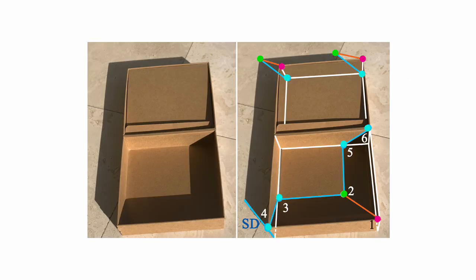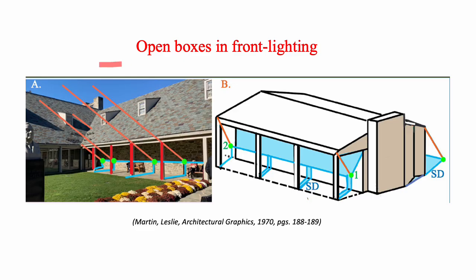For any shadow, you first need to find the light direction. So it goes from this corner to this corner. And then you can finish the shadow as we have done previously. This can be considered an open box with pillars in front. To find the shadow direction.